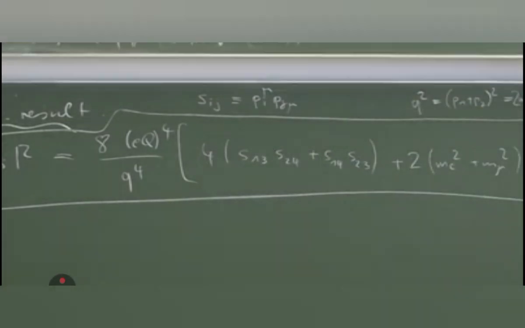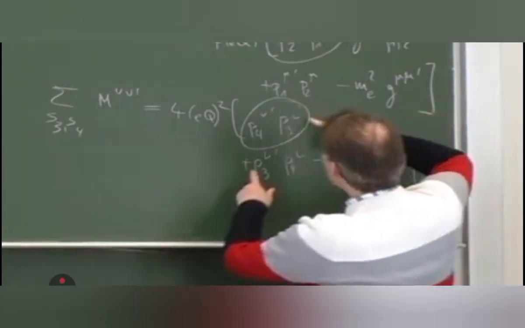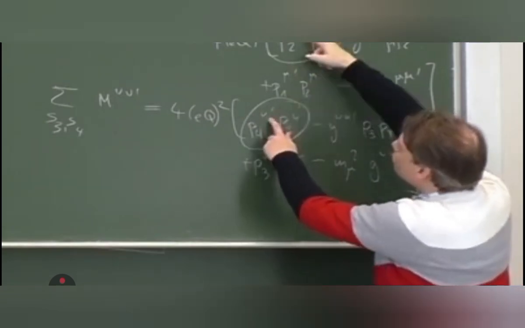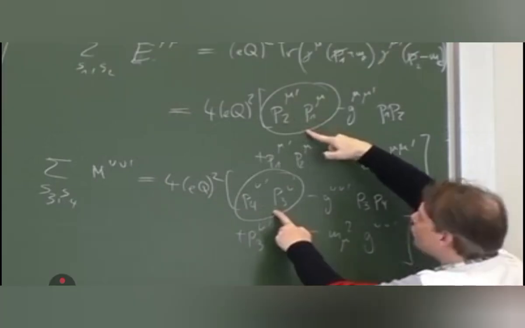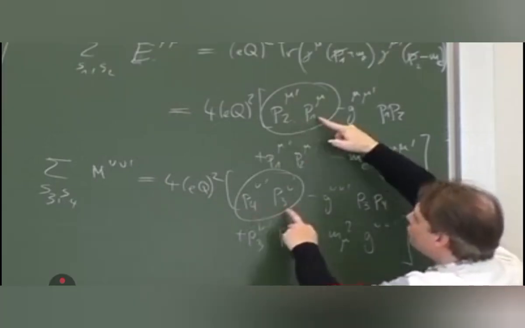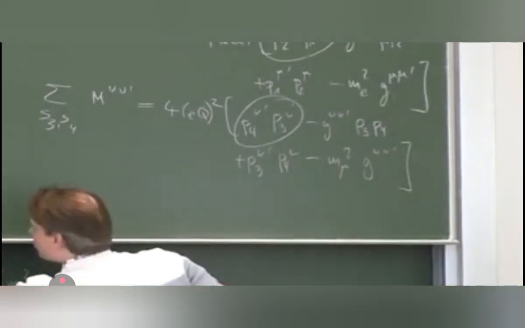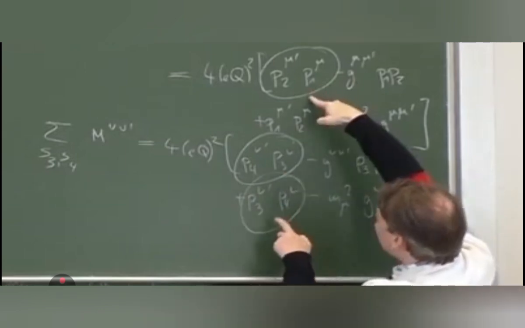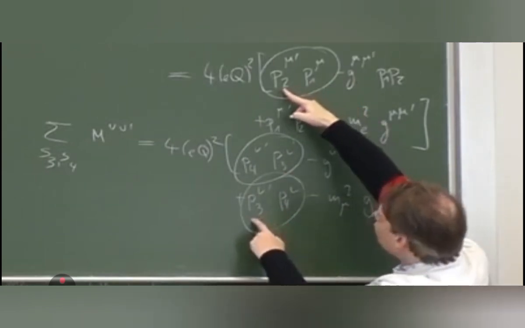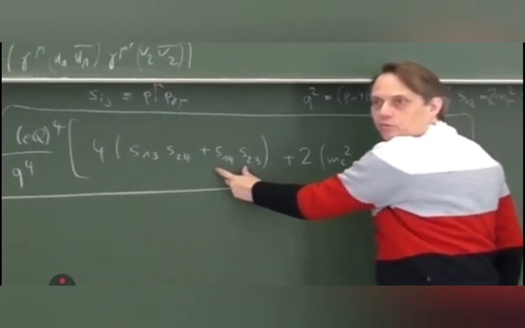So, for example, this contracted with this. After we use the metric tensors make mu prime and mu prime equal and mu equal. So this product of the circles gives S24 times S13. Gives exactly this expression. And for example, that circle times this one gives P2 times P3 and P1 times P4. That gives exactly this expression, and so on.